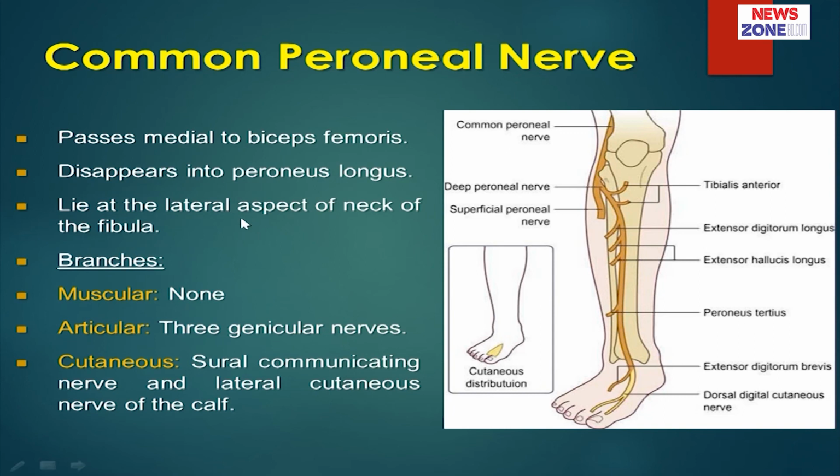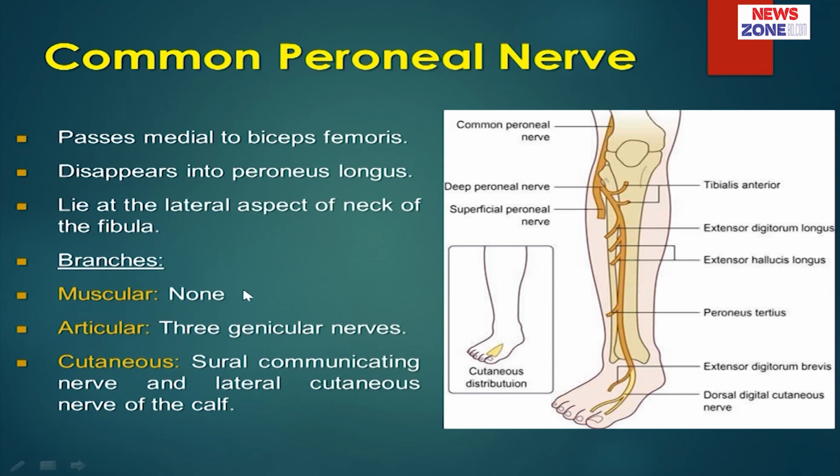On the other hand, the common peroneal nerve passes medial to the biceps femoris. As you can see, it is passing just by the neck of the fibula and going to the lateral aspect, and it will disappear into the peroneus longus. It lies at the lateral aspect of the neck of the fibula.